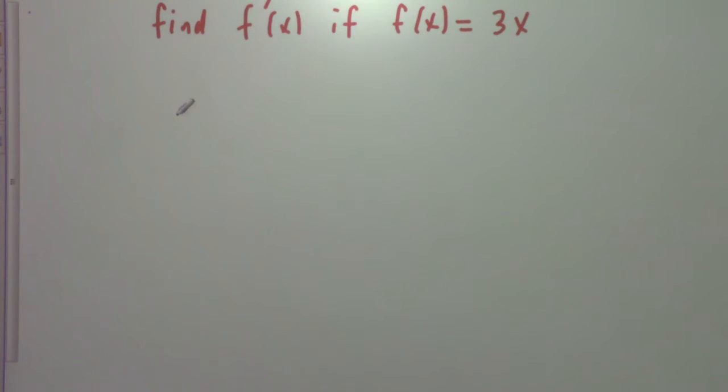Okay, so f prime of x is equal to limit as h approaches 0 of f of x plus h minus f of x over h. Actually, I got this wrong, as h approaches 0.